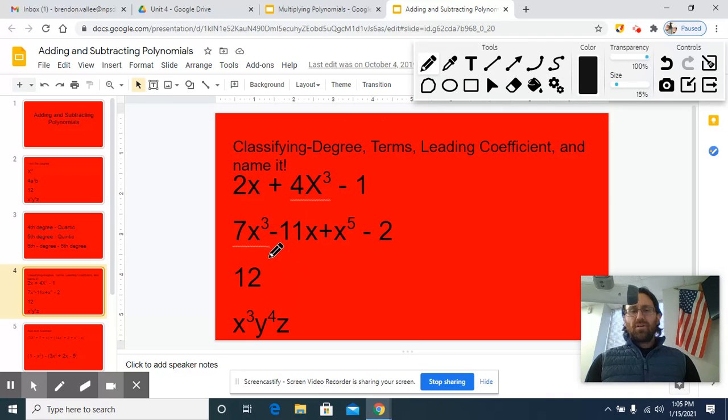This one is degree 0. 1 term. There's really no coefficient because there's no variable. And if I'm going to name it, it's a monomial. Mono, because that's 1. Here, the degree is 8. How many terms? 1, right? Just 1 term. There's no plus or minus. What's the leading coefficient? 1. And name it: monomial, 8th degree monomial.